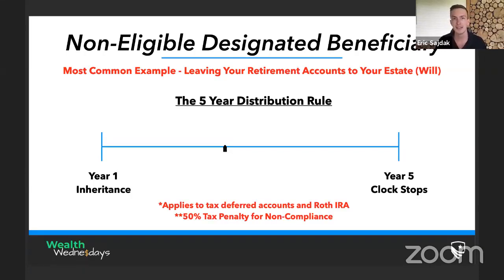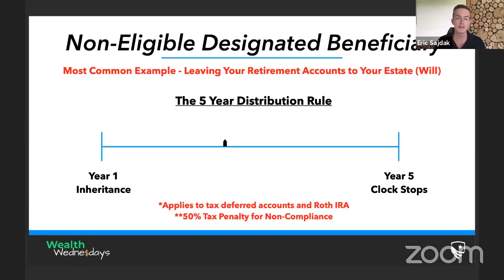This would be an NEDB, or a non-eligible designated beneficiary. The most common example is you leave your retirement account to your estate. So on your beneficiary form, you either don't fill it out or you write your estate on the beneficiary form. And I find that there are quite a few retirees that have this designation right now, because under the old rules, it was fine. Under the new rules, the Secure Act rules, this is an estate planning nightmare. So mark down, you definitely don't want to break this rule. You do not want to pass retirement accounts on to your estate.